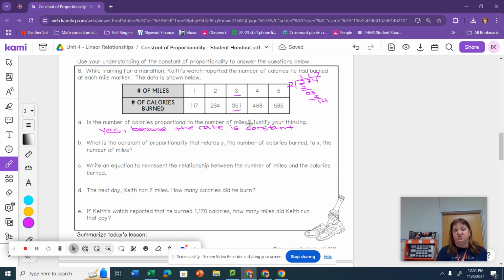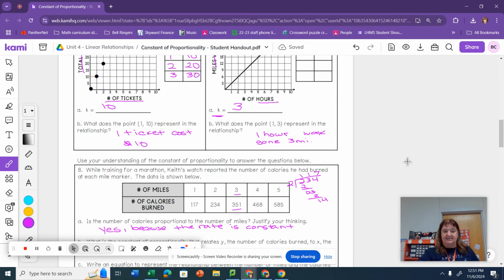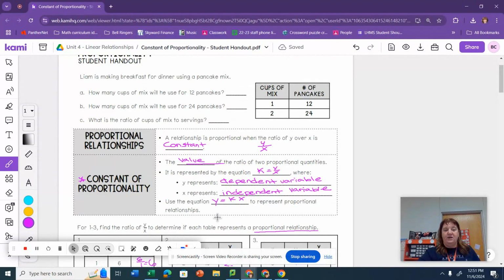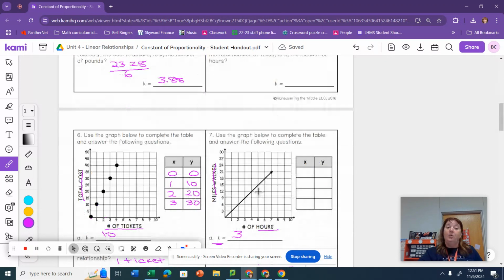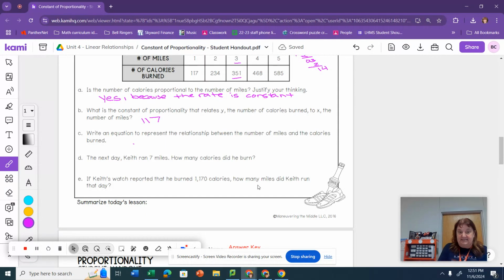What is the constant of proportionality that relates y, the number of calories burned, to x, the number of miles? Well, that was 117. Write an equation that represents the relationship. Do you remember we said up here that the equation is y equals kx? The constant of proportionality is our k. So we would just say y equals 117x.